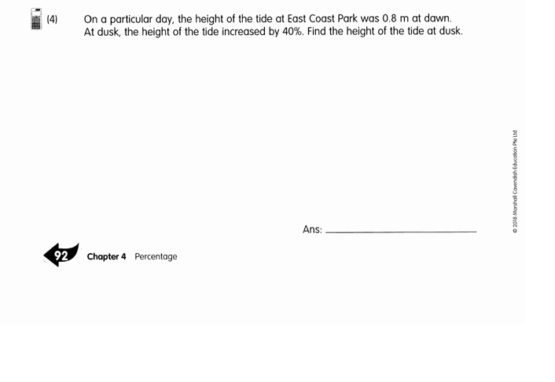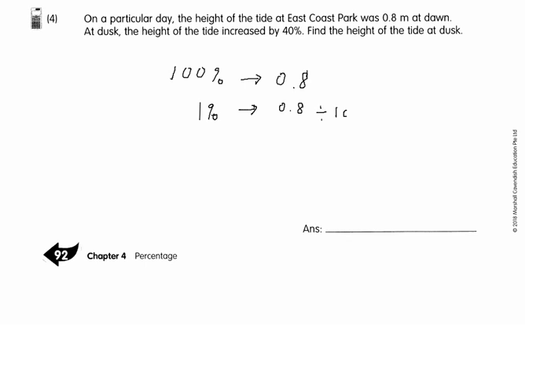So we know that at first is 100%, yes or no? And 100% is equal to 0.8 meters. Okay. Now, at dusk, the height of the tide increased by 40%. So since it increased by 40%, what's the percentage I'm looking at right now? I'm looking at 140%, right? Correct? Because initially 100% increased by 40%, so I'm looking at 140%, right? So I need to find what's my 140%. But before that, I need to find my 1% first, which is 0.8 divided by 100, right? Correct? Yes?